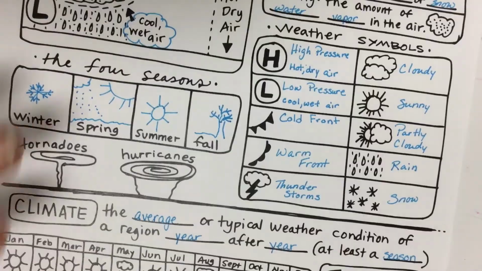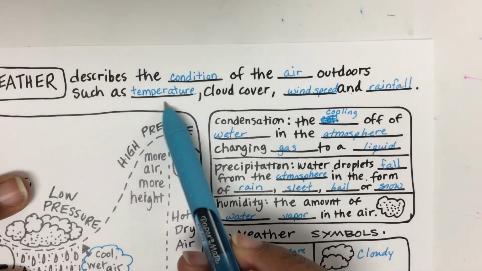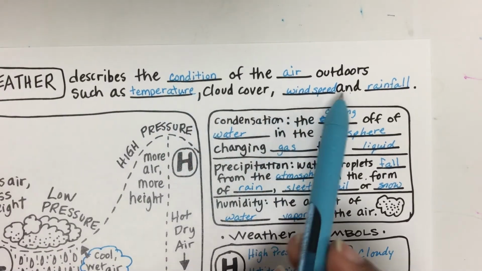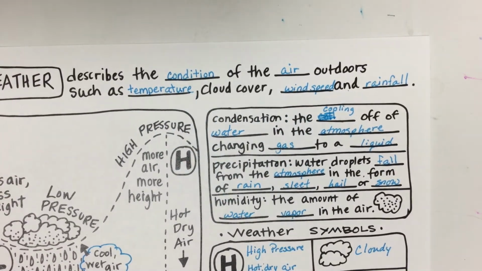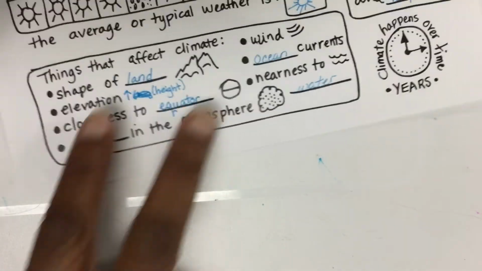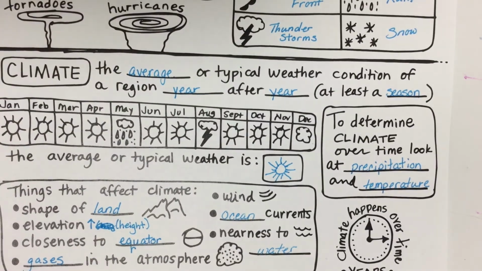Once again, weather is the condition of the air outdoors right then and there. It has to be only days at the most. Weather is talking about days. Climate is going to be talking about your months, your years, your seasons. When you are done, make sure you get this glued into your journal.